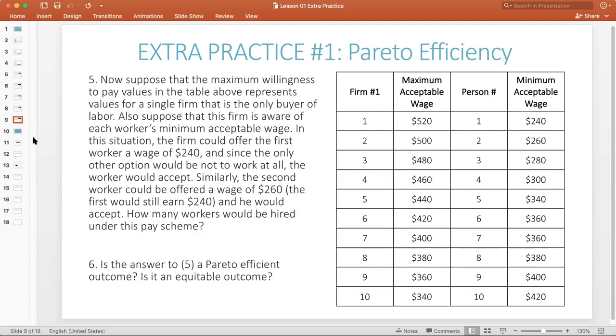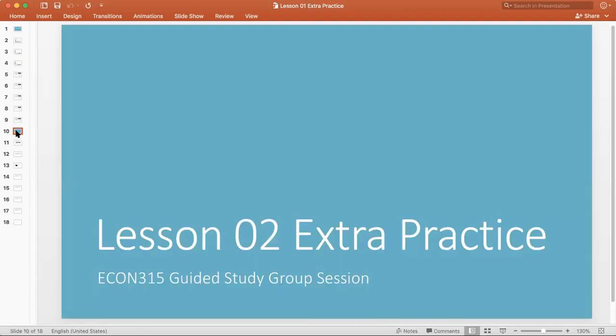So that was all of lesson 1. It was just analyzing this table. Hopefully you guys are able to follow along with that and understand what the questions were asking, or I helped with that. So I'm going to move on to lesson 2.